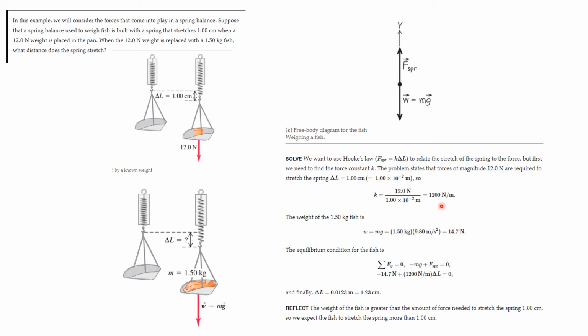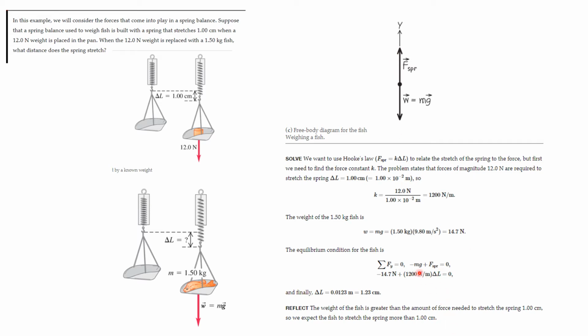Notice that we changed the centimeters into meters to do this. So the weight of the fish is m times g, so that is 1.5 kilograms times 9.80 meters per second squared. That is 14.7 newtons. Okay, so the force up equals the force down.